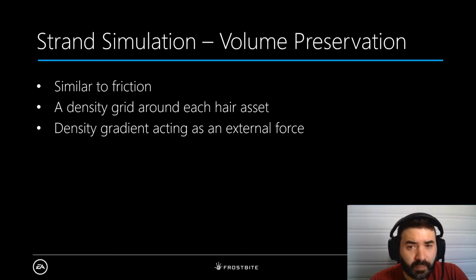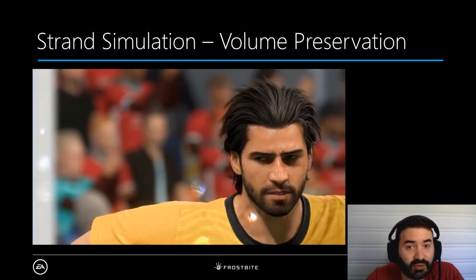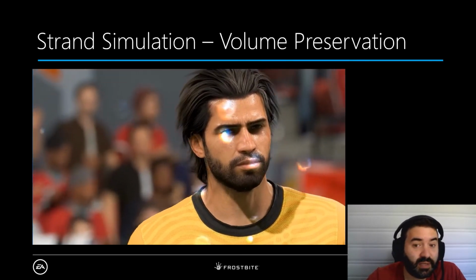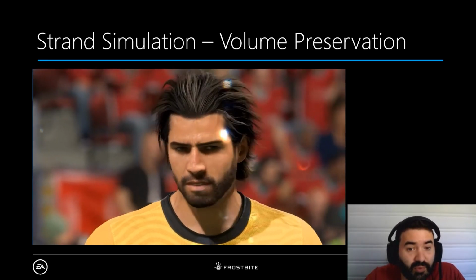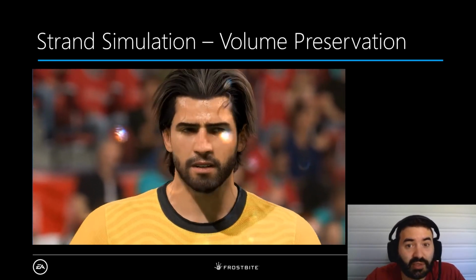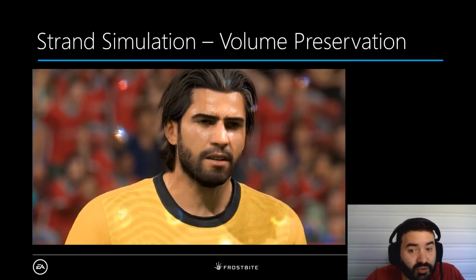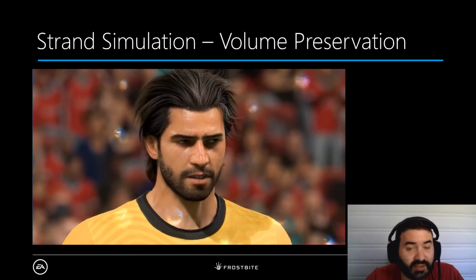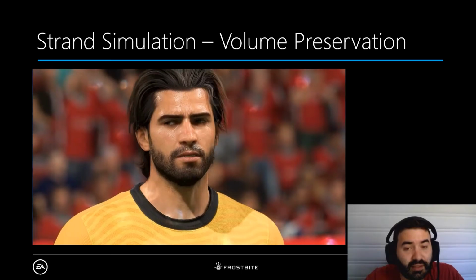In a similar way, we use a density grid to mimic volume preservation, the density gradient at each point acting as an external force. In the video displayed behind me, you can see the same asset I used before, but with a volume preservation factor cranked up to 11. Notice how the hair tries to maintain a larger volume compared to before. This is the volume preservation acting as an external force to try to maintain that volume.